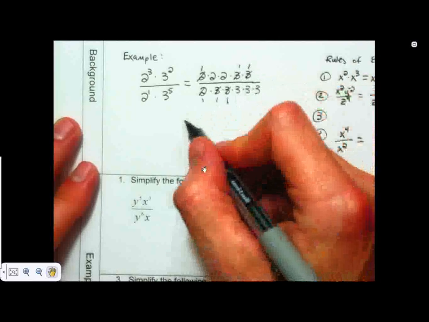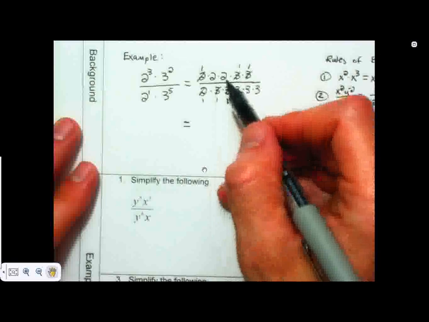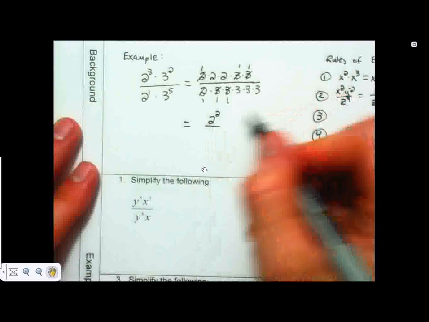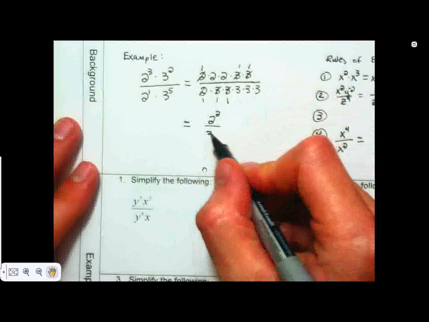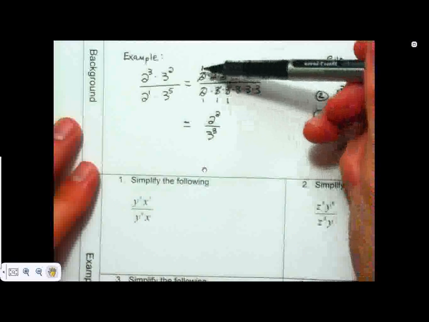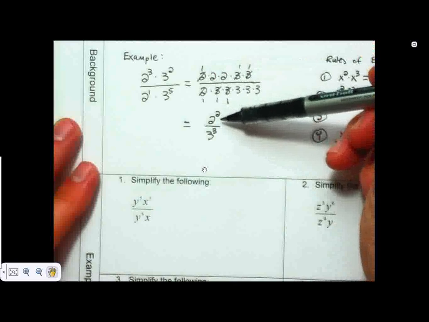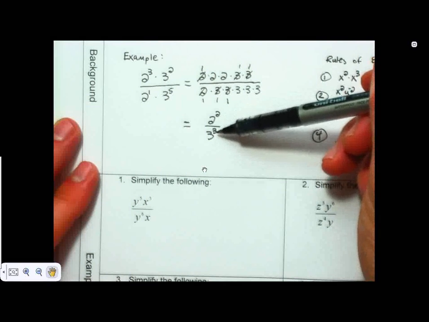So what's left over? It looks like I have 2 2's on top, which is 2 to the second. And on the bottom, it looks like I have 3 to the third. Now what I haven't accounted for are the 1's, but 1 times anything is just going to give me that thing. So I really don't need to incorporate those in my answer. So my final answer is 2 to the second over 3 to the third.